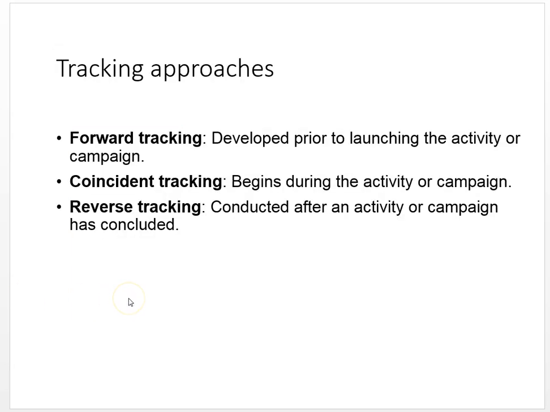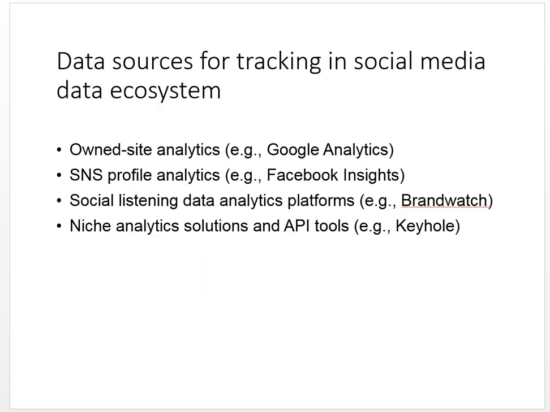So tracking approaches. We've got forward tracking. This is where it's developed prior to launching the activity or the campaign. Coincident tracking begins during the activity or the campaign. Then we've got reverse tracking, which we conduct after an activity or campaign has been concluded. So it helps us to look forward. Potentially it can help us understand where we are right now, and then we can see how we've done before. So we can work on 3 levels of time.